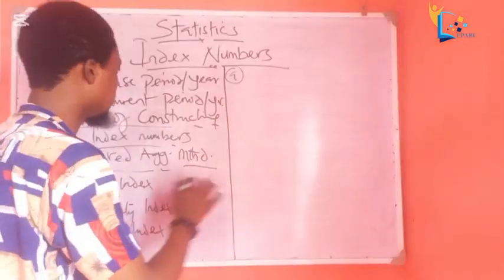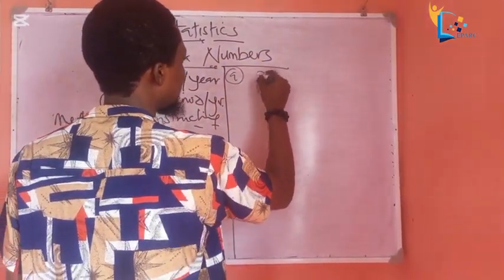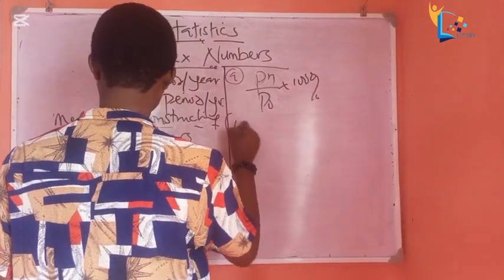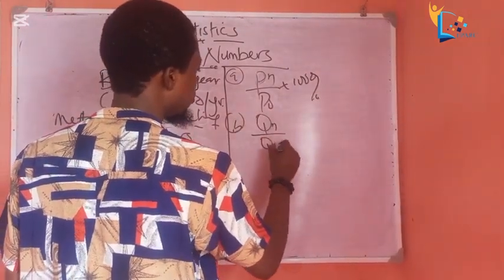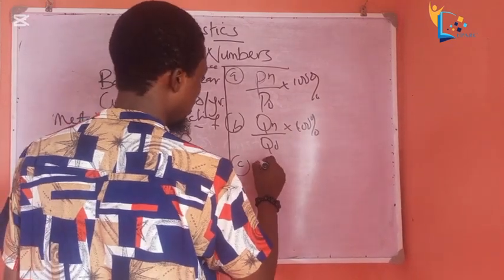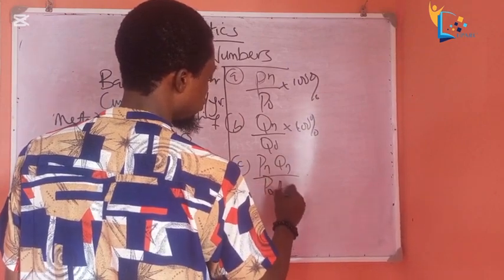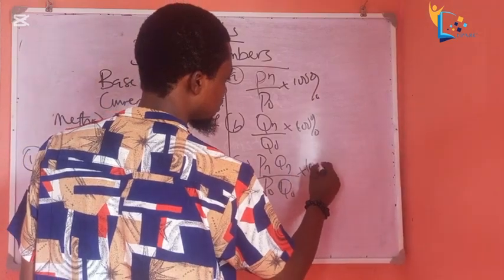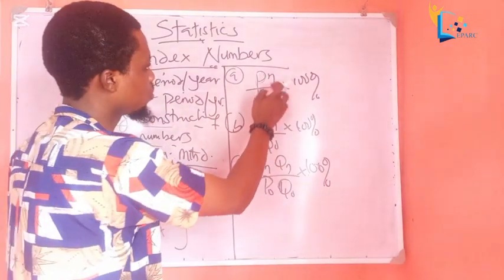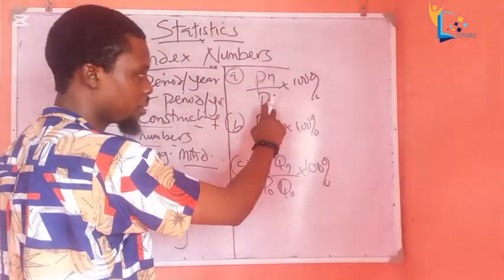So now the formula for the price index is given as Pn over Po times 100%, while for the quantity index it is given as Qn over Qo times 100 percent, while for the value index it is given as PnQn over PoQo times 100 percent. Are we together? So this is the current period, and this is the base period.